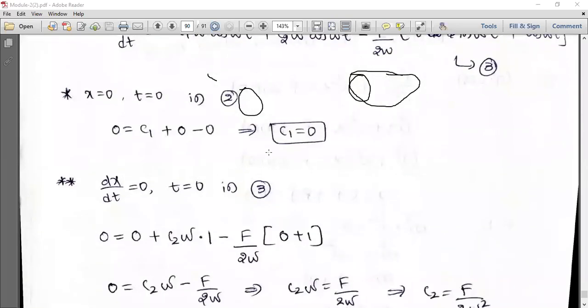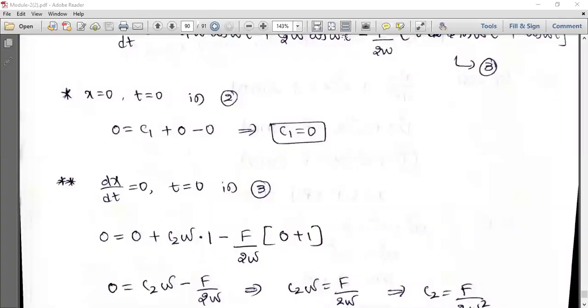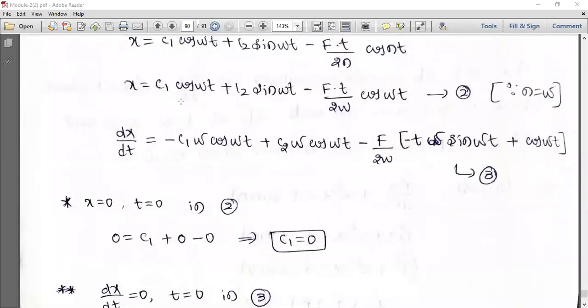So the first condition is x equal to 0, t is equal to 0. In equation 1, you have to substitute x equal to 0 and t equal to 0. Okay, so what happens? In this equation, cos of 0 is 1, C1 into 1 will be C1. Sine of 0 is 0. 0 into anything will be 0 because I am taking t equal to 0. So these two terms get reduced to 0. So when you simplify, you get C1 equal to 0.